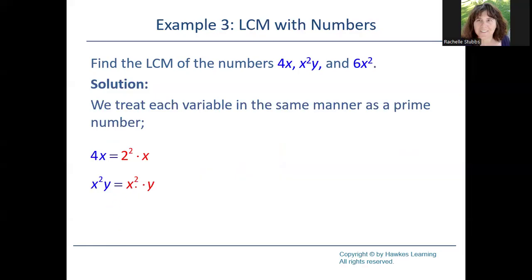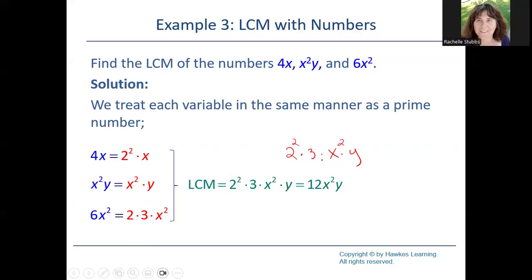So the next one, x squared y, well, it's x squared times y. Look at the greatest power on the x's is now 2. And the next one, 6x squared is really 2 times 3 times x squared. So if I'm looking at the characters, there's a 2, there's a 3 also, there's an x, and there's a y. Now let's look for greatest powers. On the 2's, greatest power is 2. On the 3's, it's just a 1. On the x's, the greatest power is a 2, and on the y, it's just 1. And so I would leave it like so. And then I would multiply that out. 2 squared is 4, 4 times 3 is 12, x squared y.